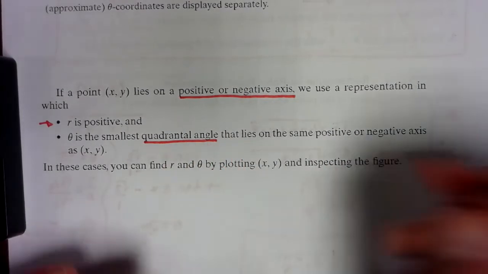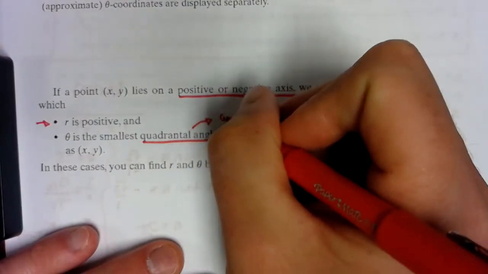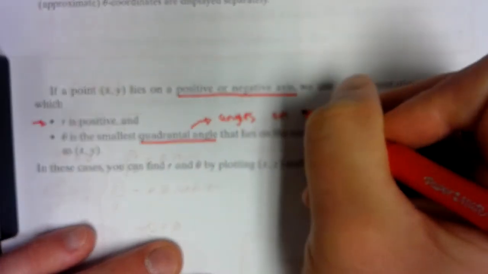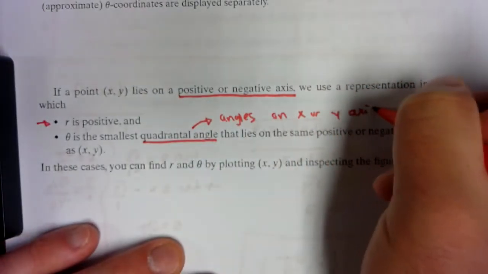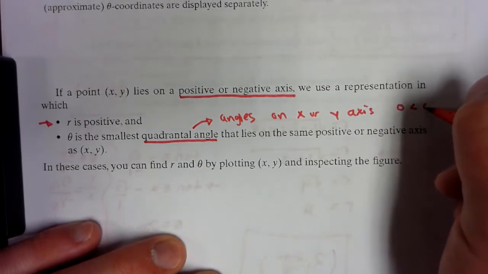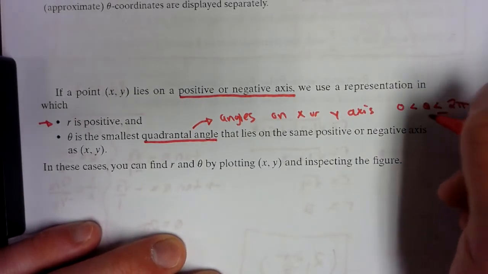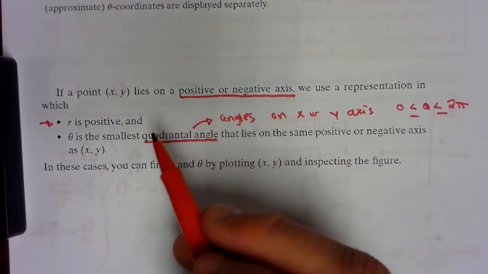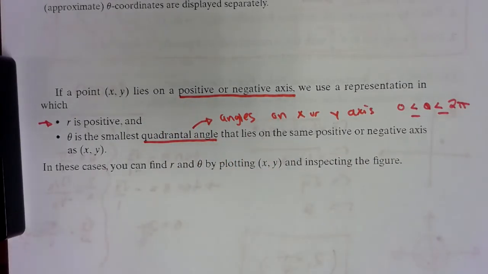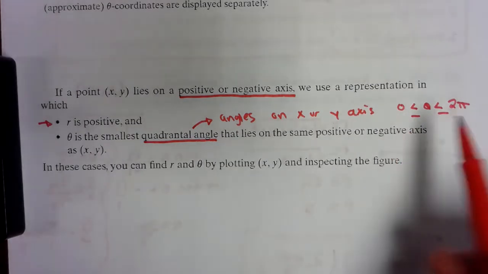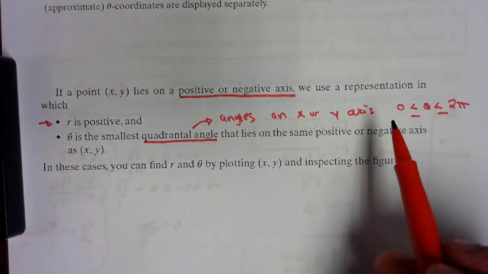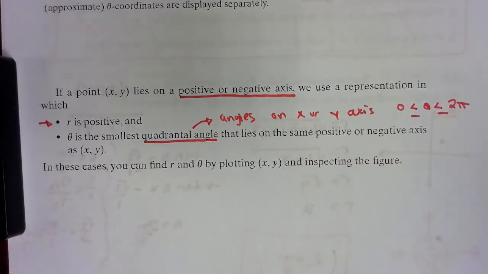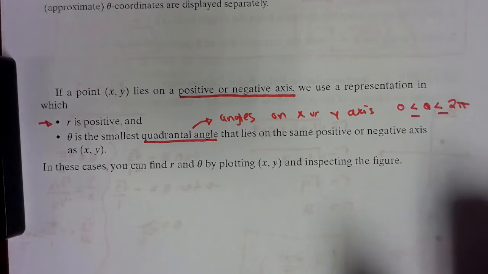So what the heck does this mean? This means that we are looking for angles on the x or y axis, between 0 and 2π. Basically, for this particular point, we're going to have an (x, y) that lies on the positive x-axis, negative x-axis, positive y-axis, or negative y-axis. We don't want to use a value of theta greater than 2π or less than 0. That just gives us some guidelines, so that we are describing one specific point and not a different representation of that particular point.